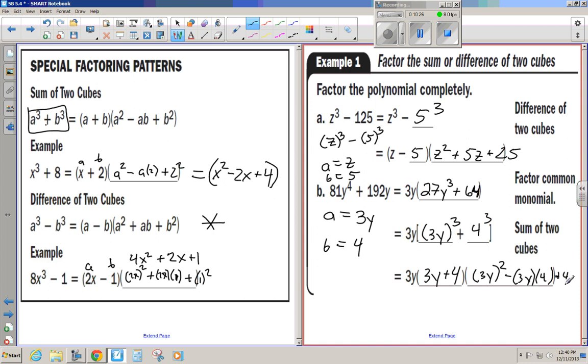plus 4 squared. So I'm having trouble writing this in the space they are providing. 3y plus 4. 3y squared, that's 3, this gets distributed. 3 squared is 9y squared, minus 12y plus 16.